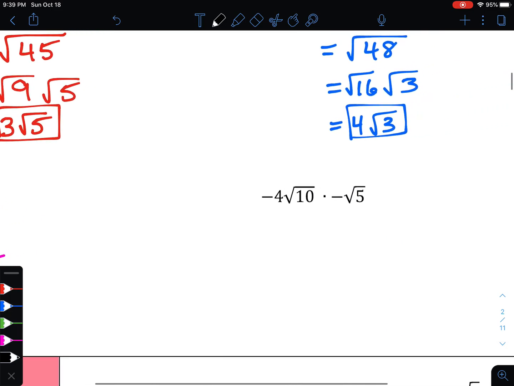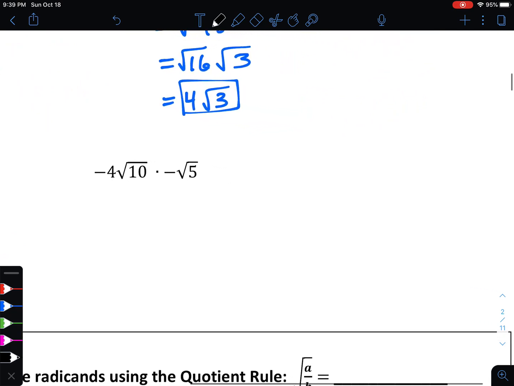For this next example, we're going to be very careful with the negatives that are in front of our square root signs. In fact, it would probably be best to think about there being a 1 in front of this square root of 5. So the first thing we'll want to do is multiply the numbers in front of our square root signs together. So if we take negative 4 multiplied with negative 1, that's going to end up being positive 4.